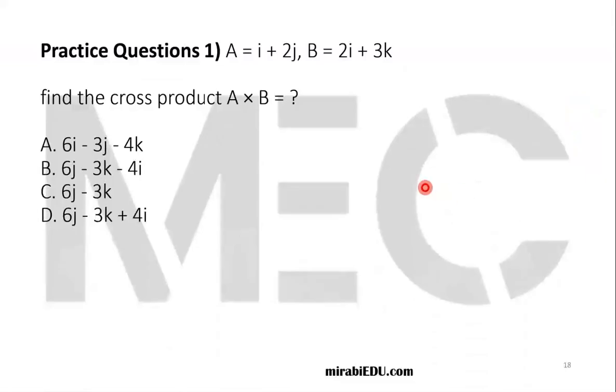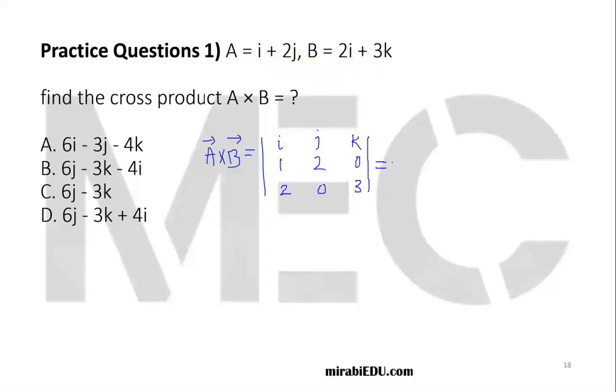Let's do some practice questions. Vector A and vector B are given. Find the cross product, A times B. We want the components here. So let me do it. A cross B is equal to the result of a determinant. Okay, i, j, and the third will be k. First vector is 1, 2, 0, so i plus 2j, no k component. The second vector is 2, 0, 3.